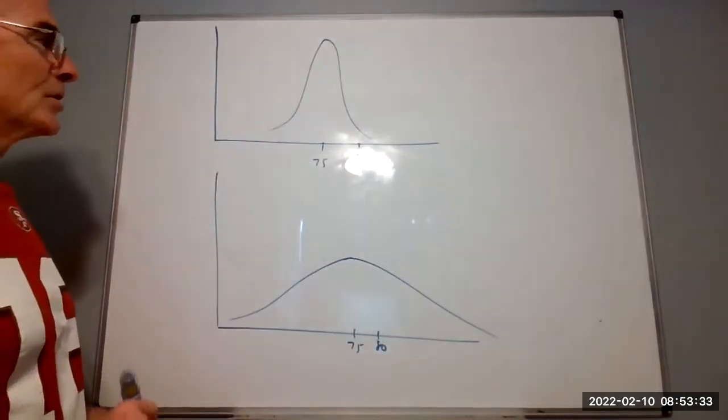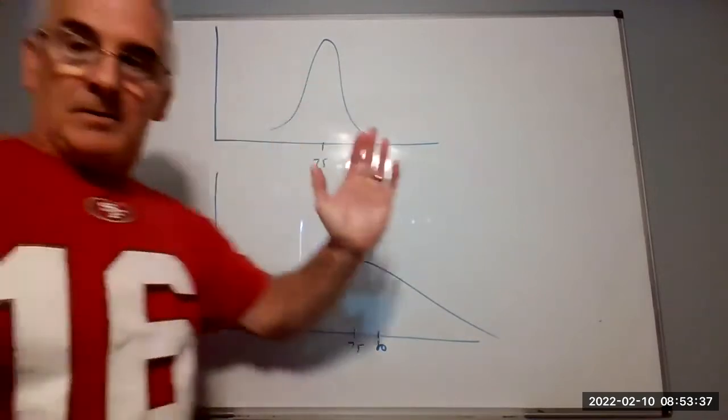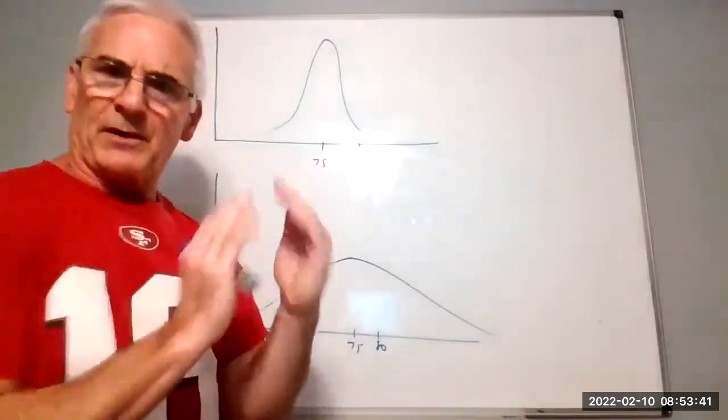Here's a class where the mean of the class was 75. There's a lot of people. It's a huge class. The mean was 75, but the scores are fairly tightly together.